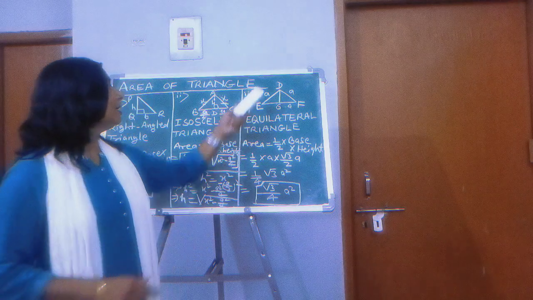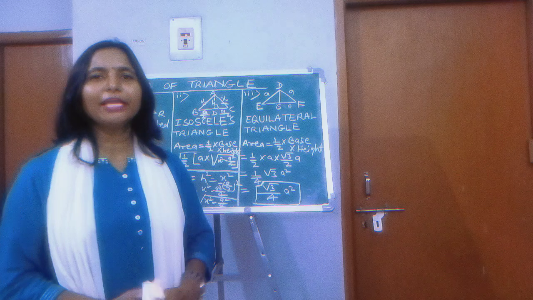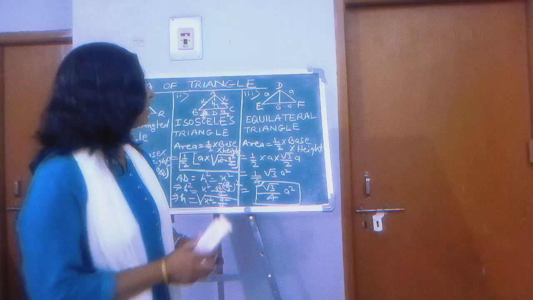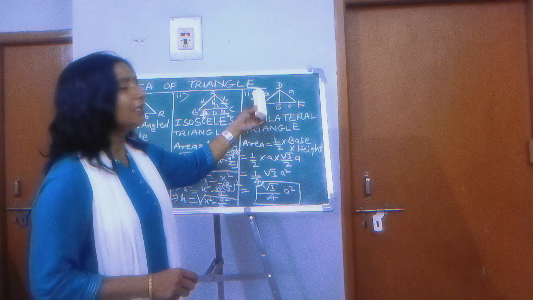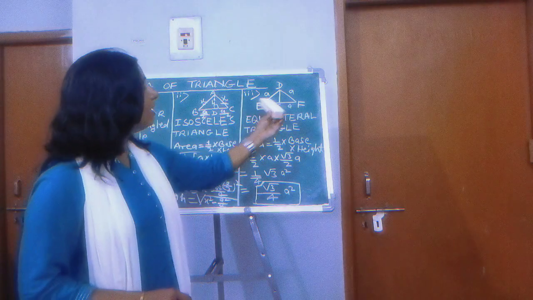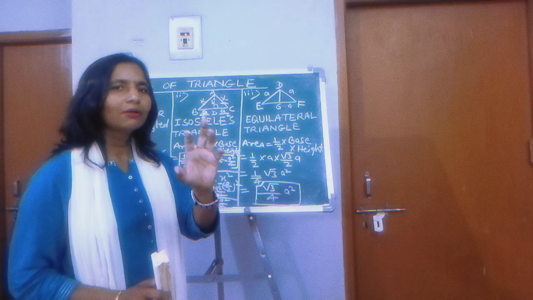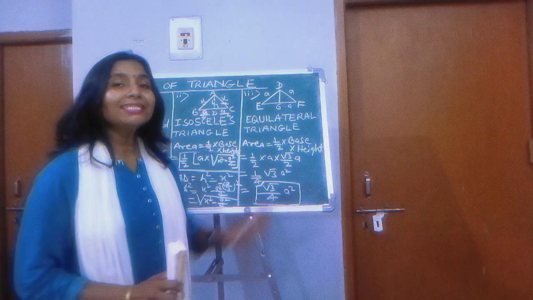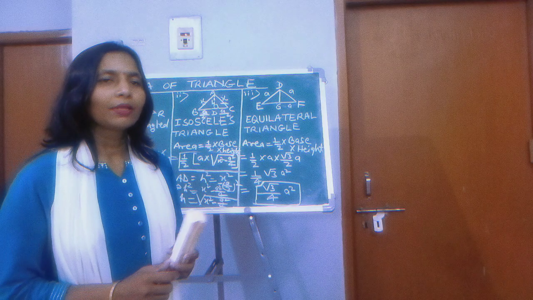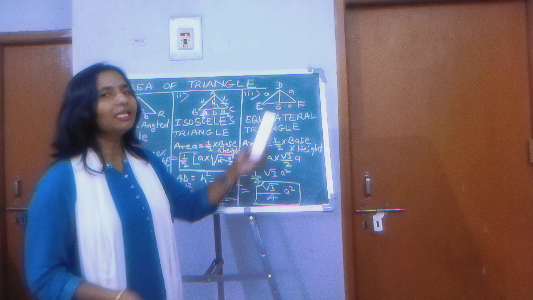Triangle DEF. In the diagram, what are you observing? Side DE is equal to A unit, DF is equal to A unit, and again EF is equal to A unit. So what is the meaning? All the sides of this triangle DEF are equal. So if all the sides of a triangle are equal, the triangle is defined as an equilateral triangle.